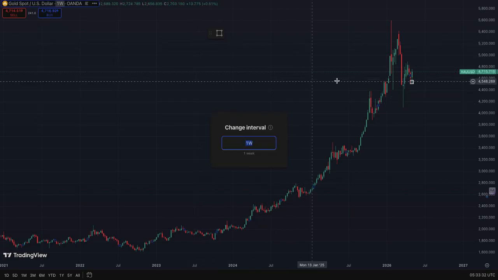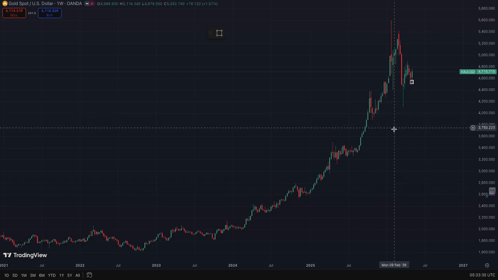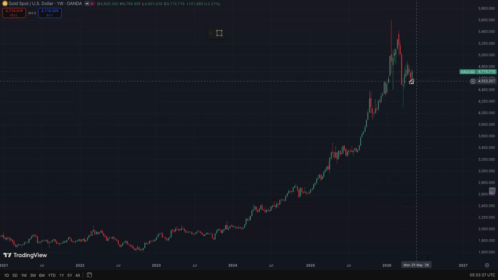So this is the weekly. This is what gold has done in the weekly. This is the weekly time frame. So we can see that the structure is bullish overall. So let's go into the daily.